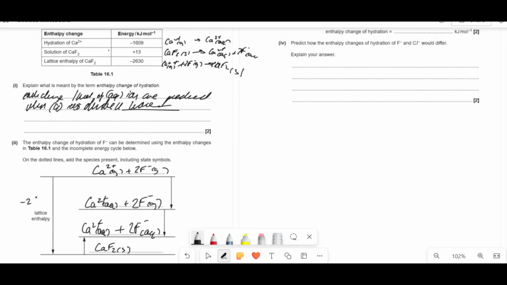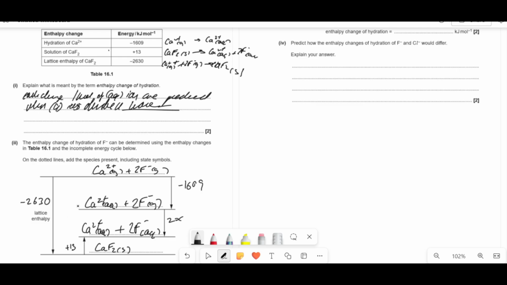So here, minus 2630. This arrow is the enthalpy of solution, so plus 13. What else have we got? We've got the hydration of Ca2+, so that's going to be minus 1609. This is the mysterious one we want to look for, but the hydration definition says it's 1 mole of aqueous ions made from gaseous ions. There's 2 here, so it's going to be 2x.